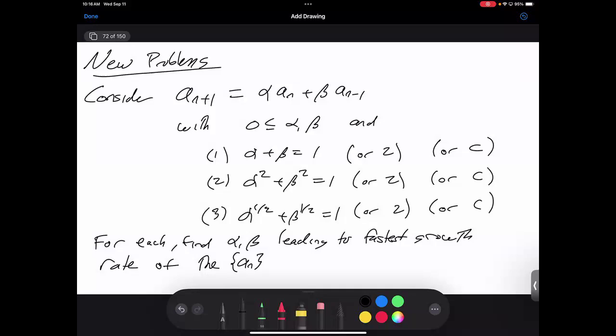What's the best? So anybody want to make a conjecture right now without doing any large calculations? Do you think the Fibonacci numbers is the fastest way to grow? Or do you think there's a better way?